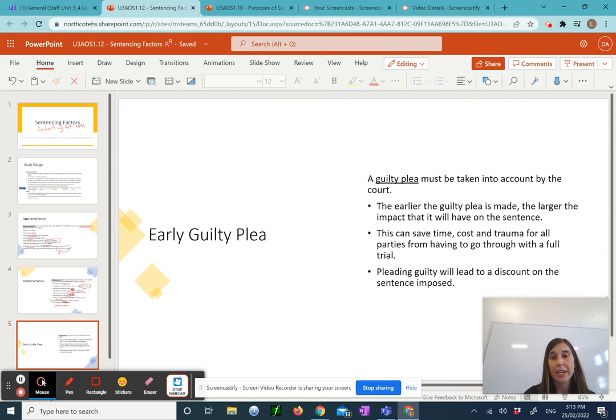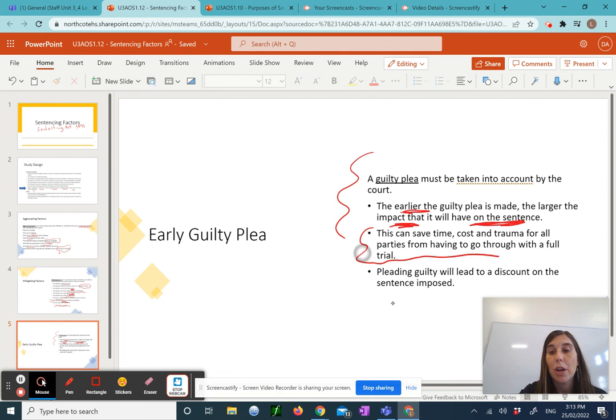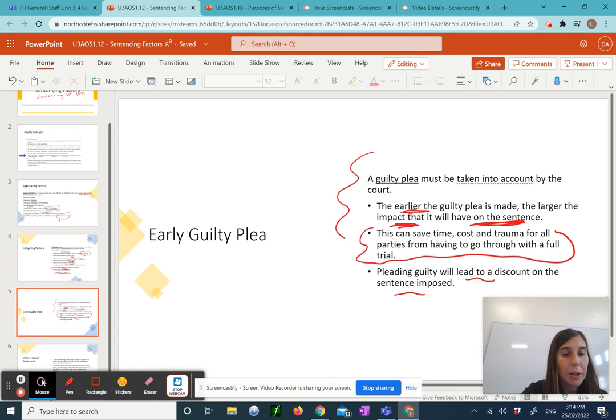Other factors that the judge takes into consideration, and we just talked about that as a mitigating factor, is a guilty plea. Okay, the earlier your guilty plea is, the more likely that it will have an impact on your sentence. Okay, the reason behind that is you're acknowledging that you're saving time, cost, and trauma for other people. It shows that you're aware of your crime and you're aware of the impact it's had. And it can also lead to a pretty heavy discount with the sentence imposed.